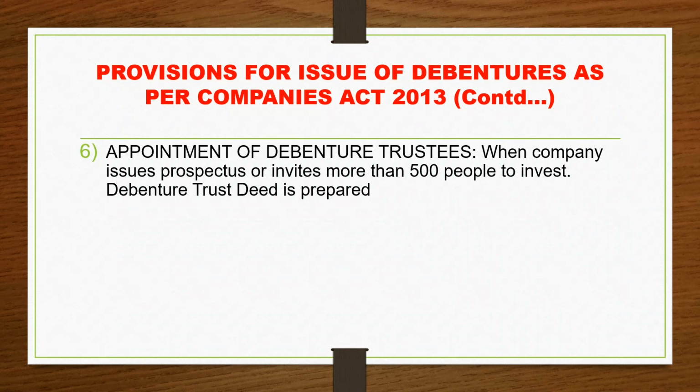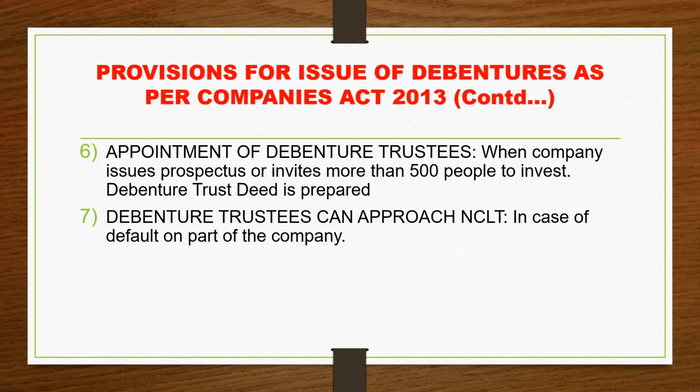These debenture trustees protect the interest of the debenture holders. That is, if the company is unable to repay the debentures, the trust deed is utilized here, and the debenture trustees sell off the assets and repay the debenture holders.